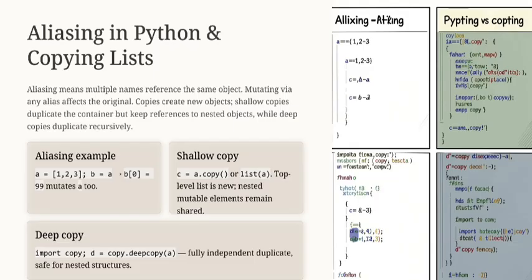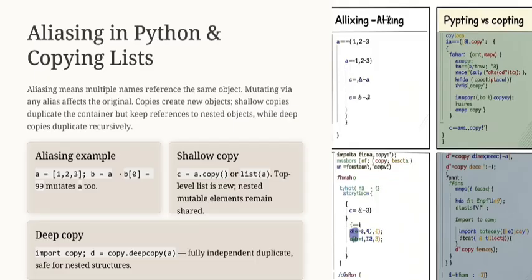However, if the list contains another list, nested objects are still shared. For example, A is equal to [1, 2, [3, 4]]. There are three elements, okay, because in the list there is one more list inside. So a shallow copy copies the outer list but not the inner list.